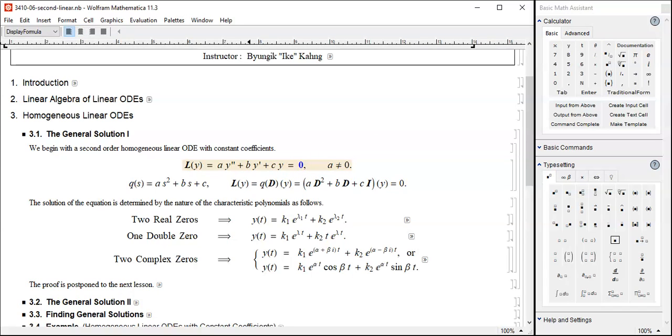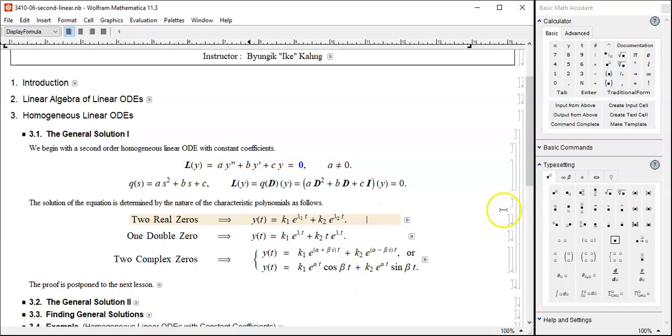Let's begin with the most general case of a second-order homogeneous linear ODE with constant coefficients. And of course, it comes with a characteristic polynomial like this. And the nature of this characteristic polynomial completely determines the solution of the original homogeneous linear ODE, like these.